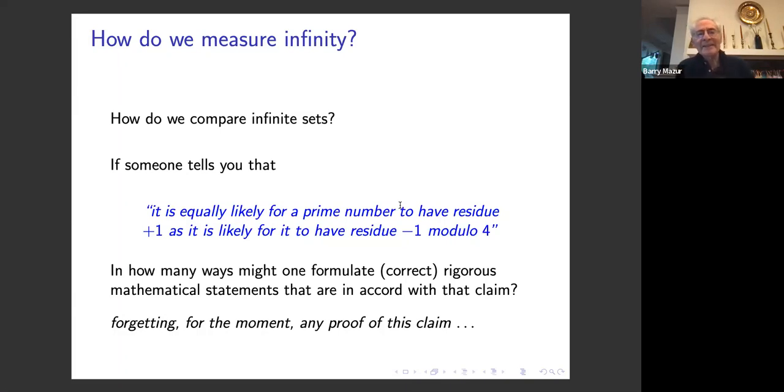Okay, how do we measure infinity is what we're going to start things going. And how do we compare infinite sets? If someone tells you that it's equally likely, whatever that means, for a prime number to have residue +1 as it is likely for it to have residue -1 when you divide by 4, in how many ways might you formulate a correct, rigorous statement that is in accord with that claim? Forget for the moment any proof of the claim, just how do you formulate it?